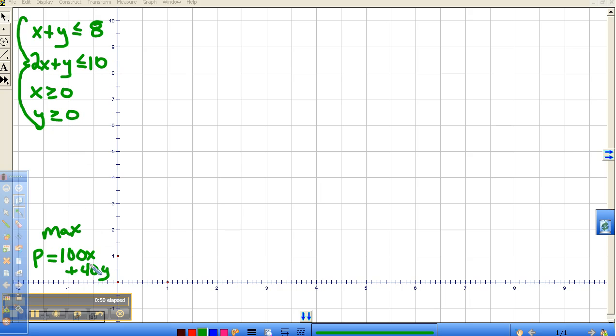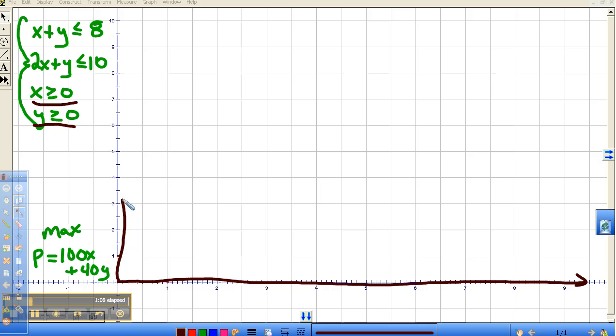So the first thing we need to do is start graphing our constraints. I'm going to start with the easiest ones like we always do in class. We're going to start with x is greater than 0, y is greater than 0. We know that all that does is put our solution somewhere in quadrant 1. So when I graph these two, we see that our solution is somewhere in here.